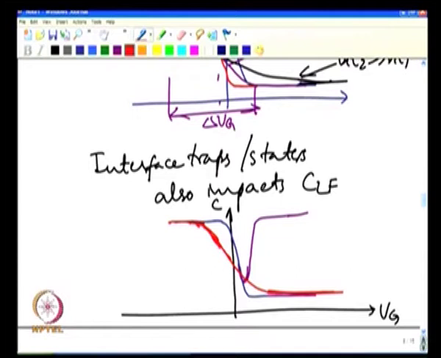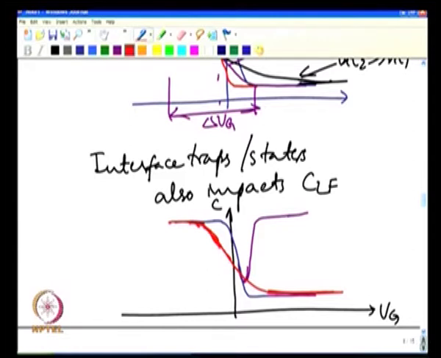Now, based on this discussion, we have not discussed what else will happen to the low frequency CV. The minimum that you would expect is that because high frequency looks like this, the low frequency at least should come up like this and go up here. Even the low frequency should be stretched out, just as high frequency gets stretched out. But very interestingly, that is not the only effect for low frequency.